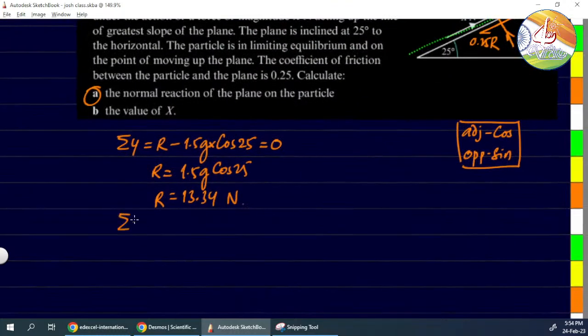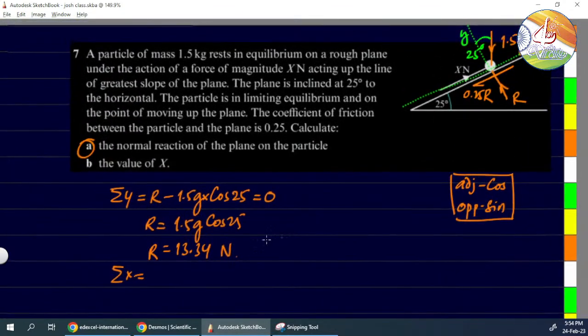Yes. Then sigma x. So what are the forces in x direction? First we have x force in forward direction. So let's take x. Then we have backward force. What is that friction force? 0.25 times R. Are there any other x components?